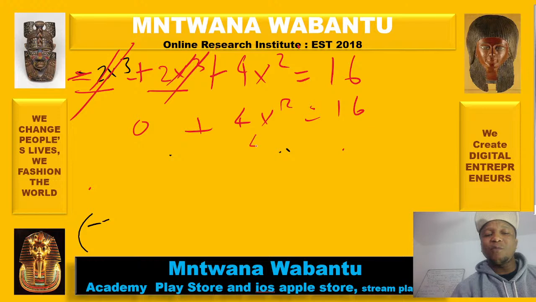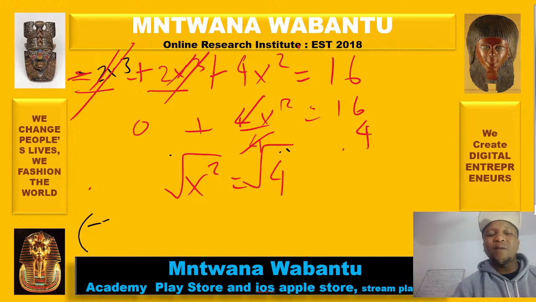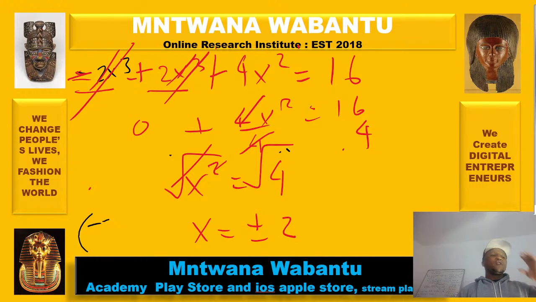Then we divide by 4. Divided by 4, this and this cancel. So x squared equals 4. Square root both sides, so this and this cancel. So x equals plus or minus 2. When you square root your number, it's going to be plus or minus 2, because the square root of 4 equals plus or minus 2.